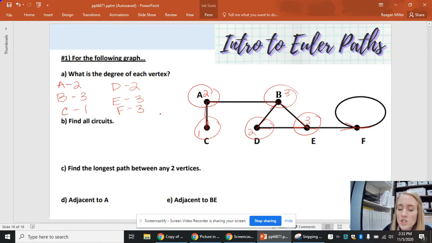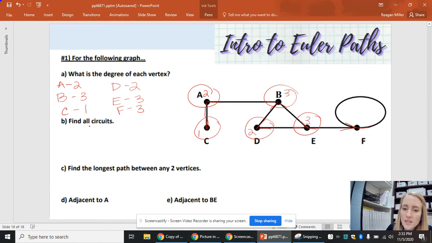If there was a question here that asked you for the total or the sum of all of these, we would just add it all up. So 2, 3, 1, that gives us 4, and 2 is 6, and 2 is 8, and 6 is 14. So the total for all of the vertices would be 14.